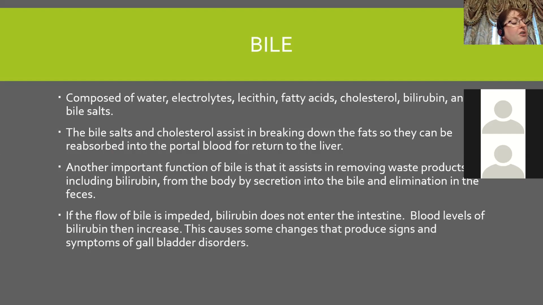If the flow of bile is impeded in any way, bilirubin does not enter the intestine like it should, and blood levels of bilirubin will increase. This causes changes that produce some signs and symptoms of gallbladder disorders. That's when you would start seeing the jaundice and all of those other crazy things.